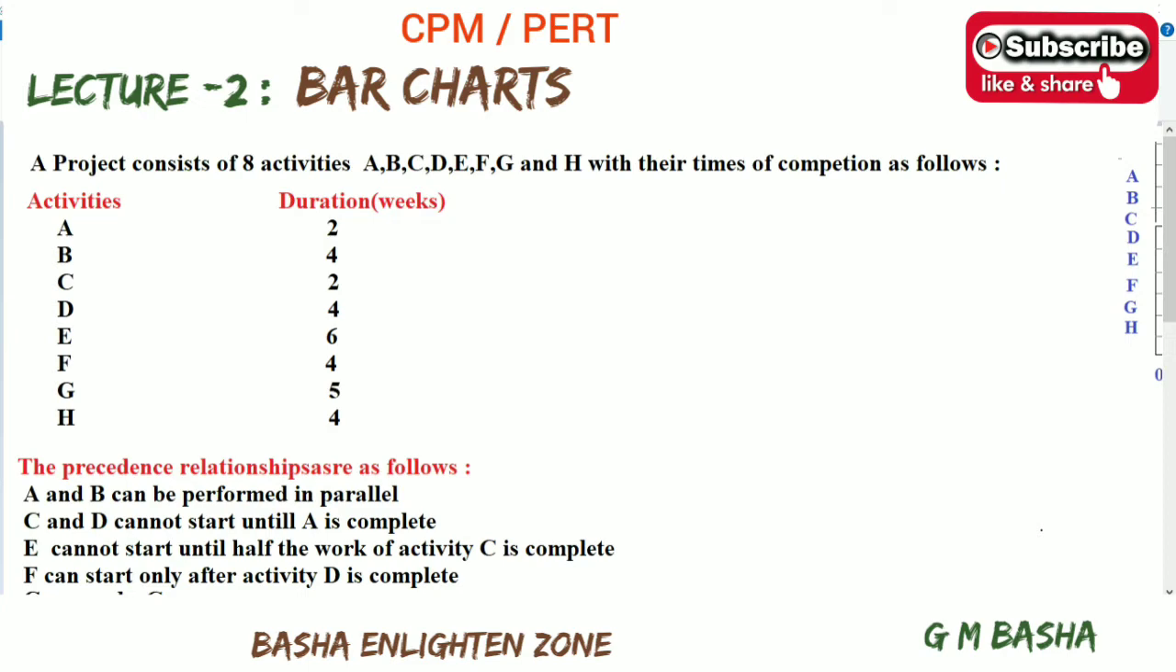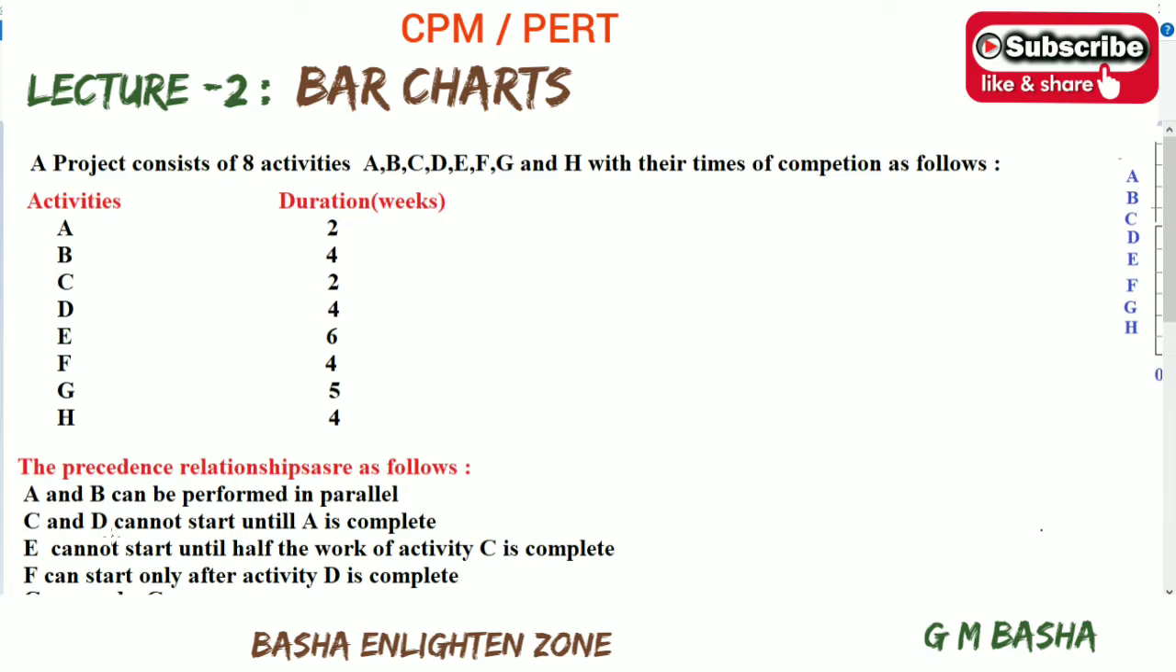In this lecture, I would like to explain an example based on the bar charts. I already cleared the concept in the previous lecture, that is the introduction of the bar chart. See here, a project consists of 8 activities, that is A, B, C, D, E, F, G, H, with the time of completion as follows. A will be completed within the duration of 2 weeks, it will be 4 weeks for B, C will be 2 weeks, like that up to H will be 4 weeks. Each and every activity is individually mentioned along with their durations.